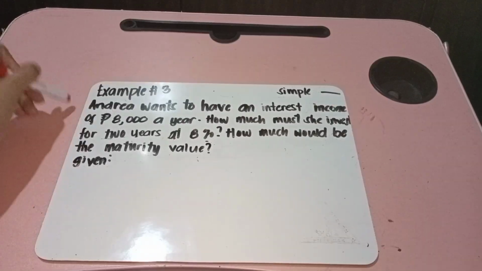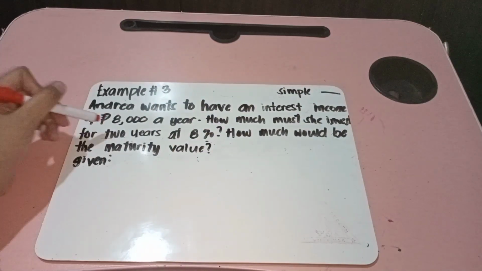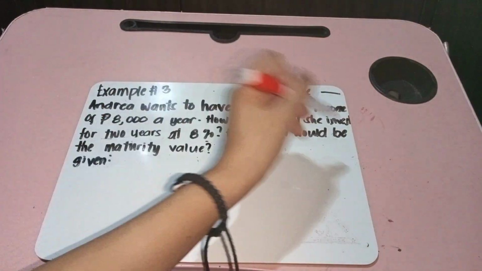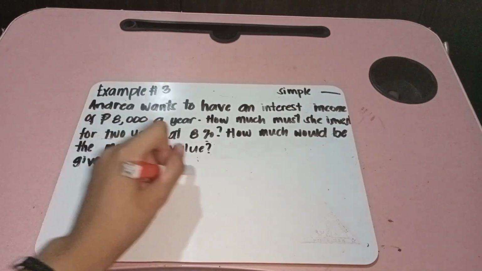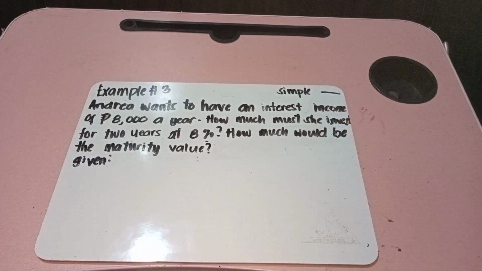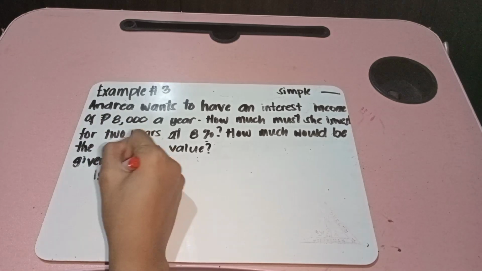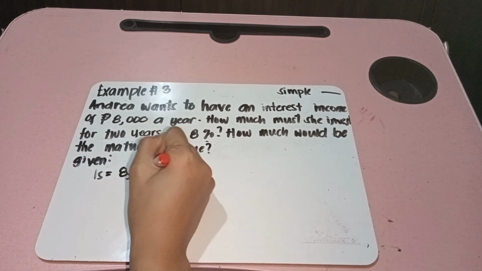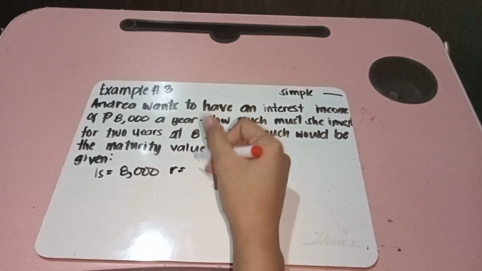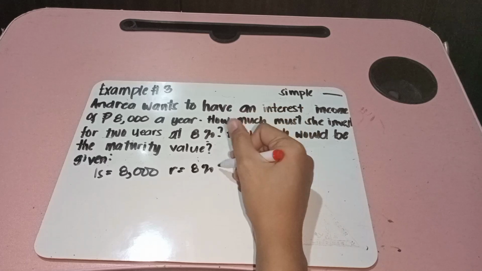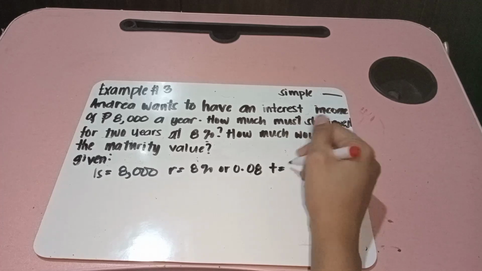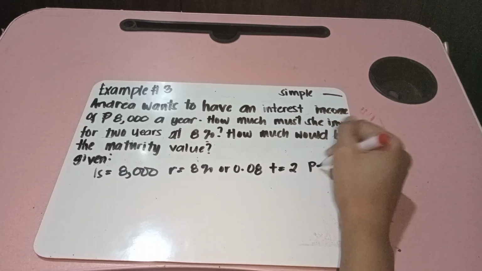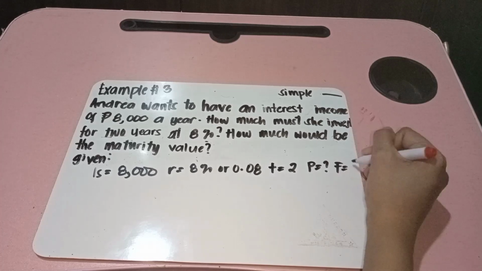Example number 3. Andrea wants to have an interest income of 8,000 pesos a year. How much must she invest for 2 years at 8%? How much would be the maturity value? So for the given, we have simple interest of 8,000 pesos. R is equals to 8% or 0.08. Time is equals to 2, while the P is still unknown and maturity value.